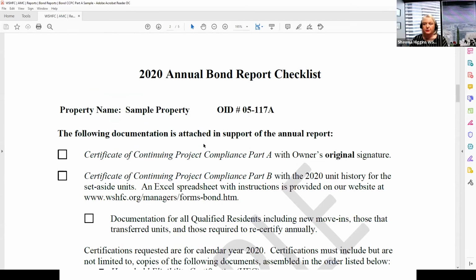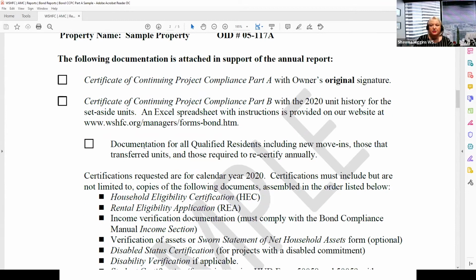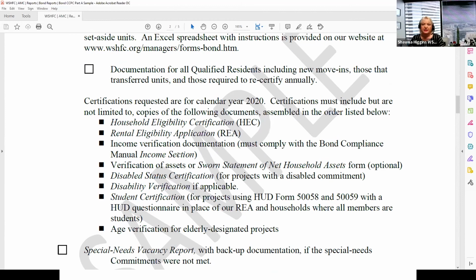Down here, this is the report checklist. So you're going to be sending the report in with the Part A and then the Part B. And then you're going to send documentation for all qualified residents. And that's going to include new move-ins and those that transferred units and those required to recertify annually. These are the documents that we need to be sent in with it. Please do us a favor and put these in this order. It is so nice to be able to look through a file and have it in a specific order, okay?